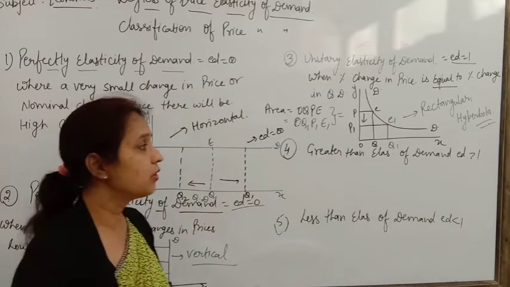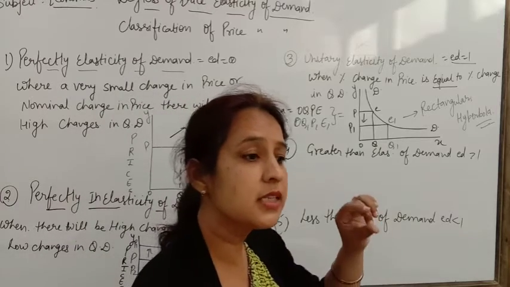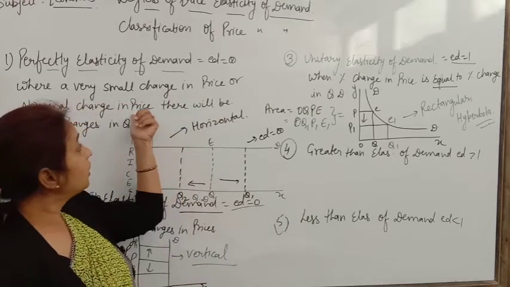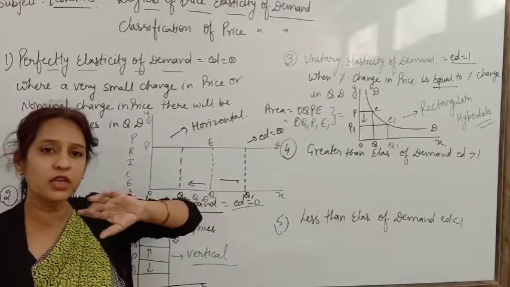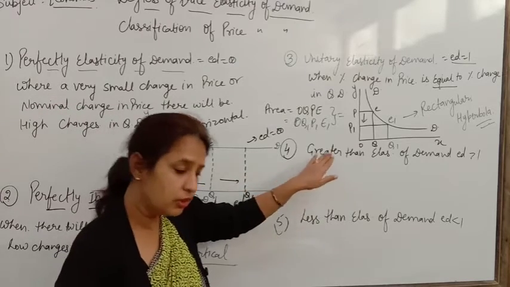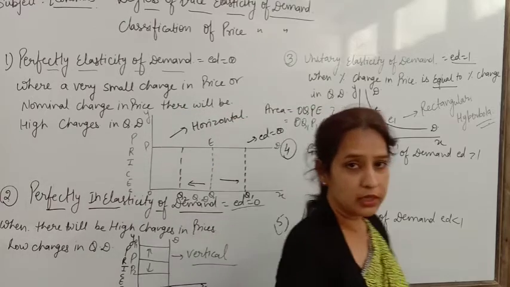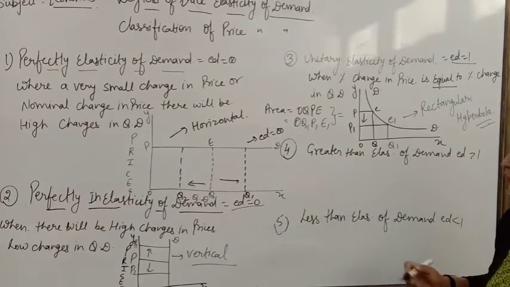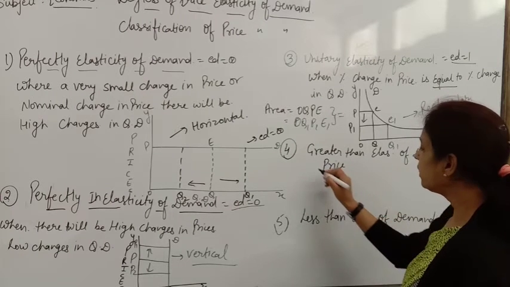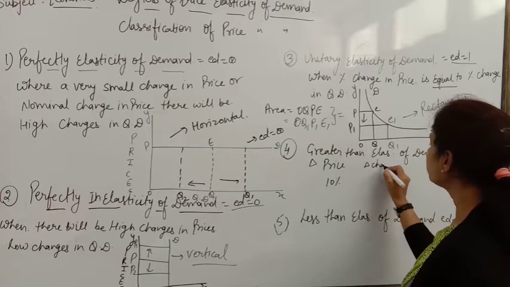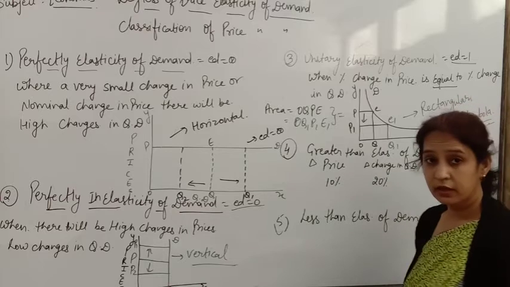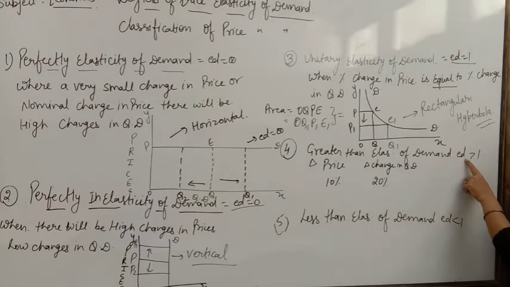In greater than one elasticity of demand, price changes are low and there are higher changes in demand. In that condition, there are nominal changes in prices, and demand changes, but not perfectly. Suppose the change in price is 10%, but the change in quantity demanded is 20%. Clear? So elasticity will be known as greater than one, or high.